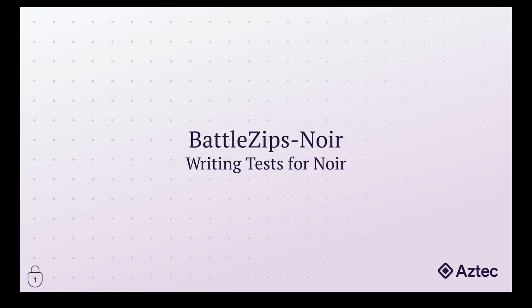This is the 7th video of the BattleZips-Noir series, and in this video we're going to look at writing tests for Noir proofs. In the process, we're also going to be exploring the Aztec TypeScript libraries and show how they are important for the testing process, and also interacting with Noir proofs in general in TypeScript. Let's go ahead and get started.